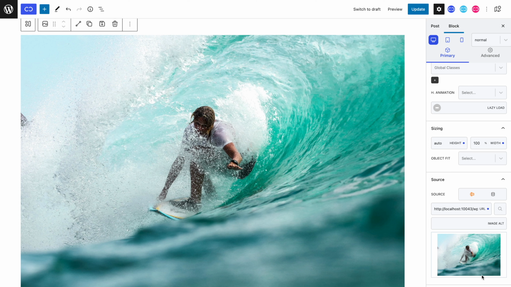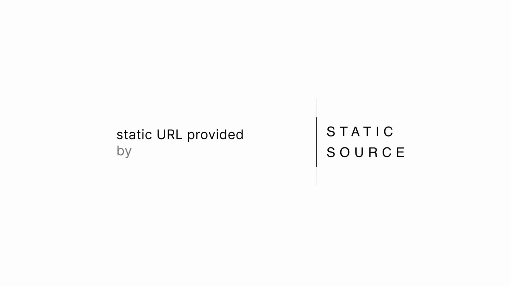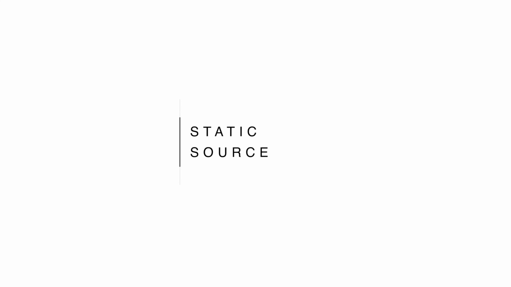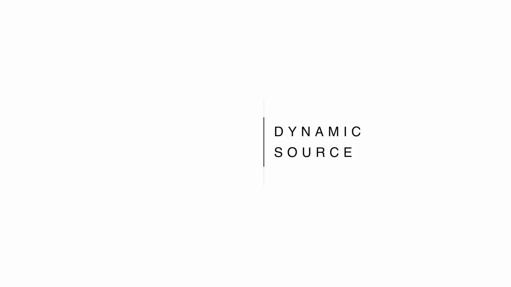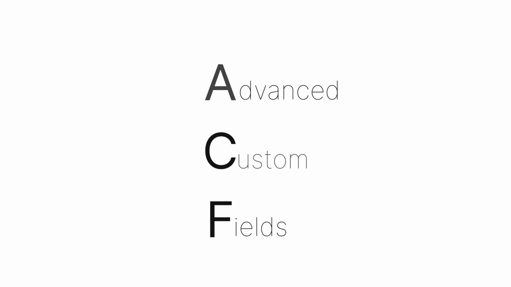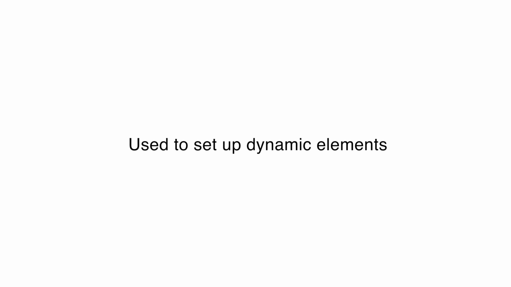In the Source Settings panel, we can observe that the source of an image can either be static or dynamic. A static image source will rely on a static URL provided by you, the user. It will not update automatically depending on the source and relies on manual changes. On the other hand, a dynamic image source allows you to specify an image source that might change depending on the different parameters available or set at the time. Thus, it will update automatically and relies on WordPress dynamic data as well as ACF Pro. ACF, which stands for Advanced Custom Fields, is a tool you can use to quickly set up dynamic elements.